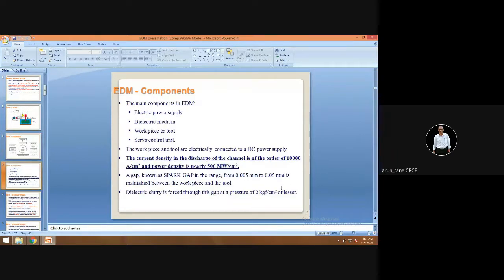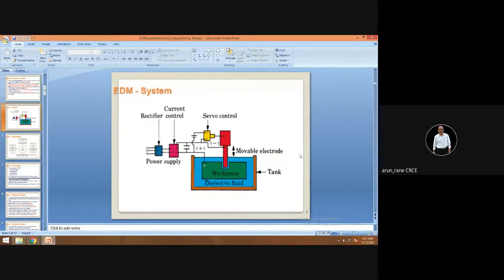So the main components of the EDM are the electric power supply, dielectric medium, then workpiece and tool, and servo control unit. See, if you want to study this, I have always been telling that the electrode is made up of copper, and the electrode is connected to negative, but not necessarily. Electrode material can be graphite. Electrode material can be steel also. You can even do steel to steel sparking.